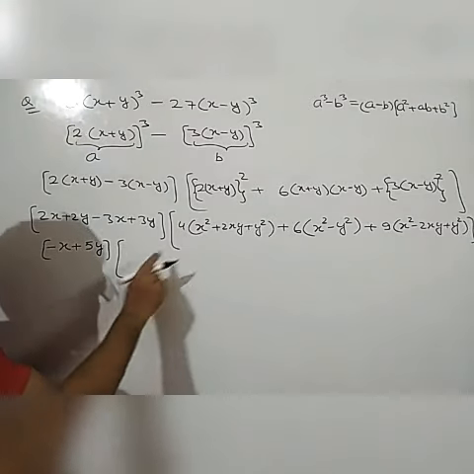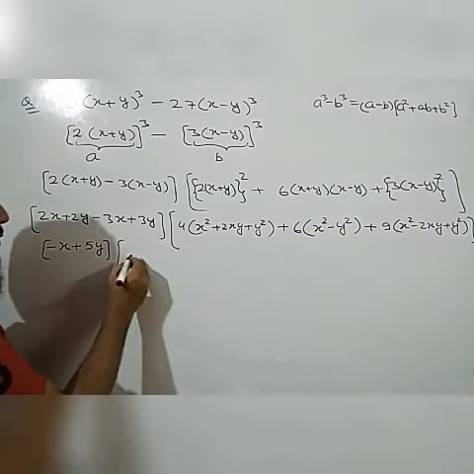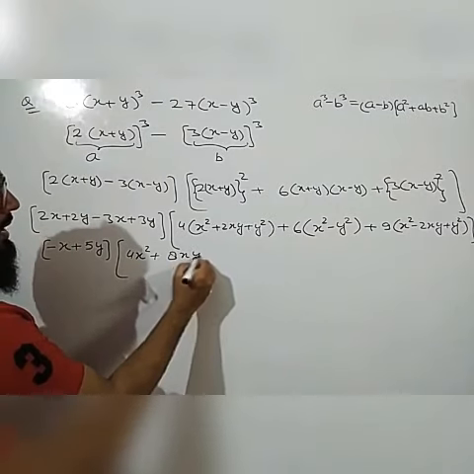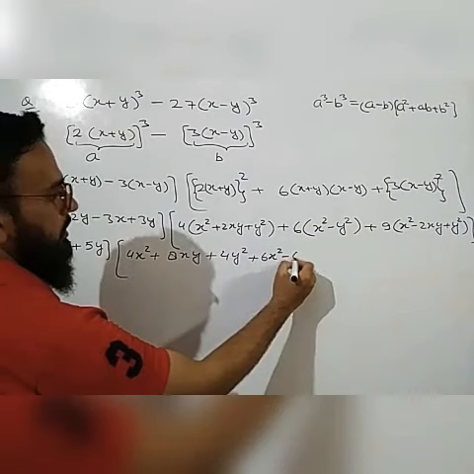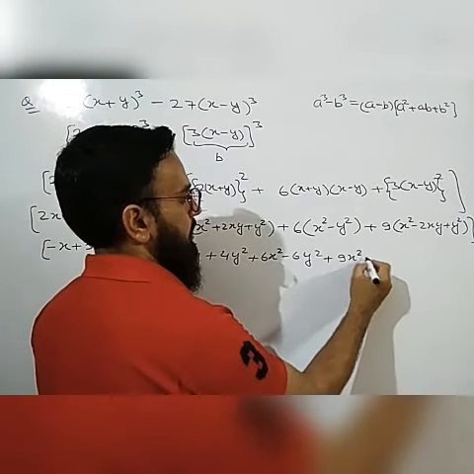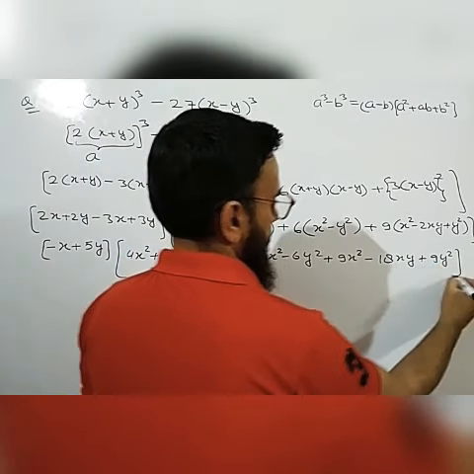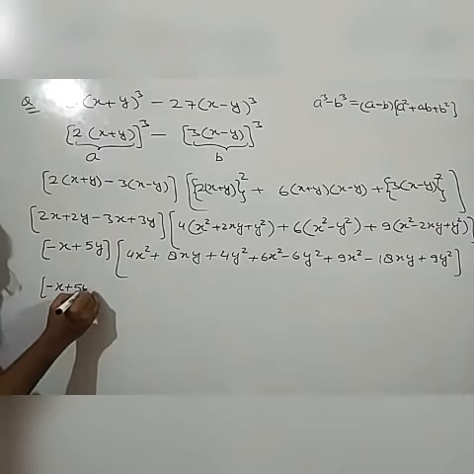Then coming to the second bracket, multiply all the terms and open all the brackets. So we will get 4x square plus 8xy plus 4y square plus 6x square minus 6y square plus 9x square minus 18xy plus 9y square. So the second bracket is also completely opened. Now further solving it, the first bracket is minus x plus 5y.